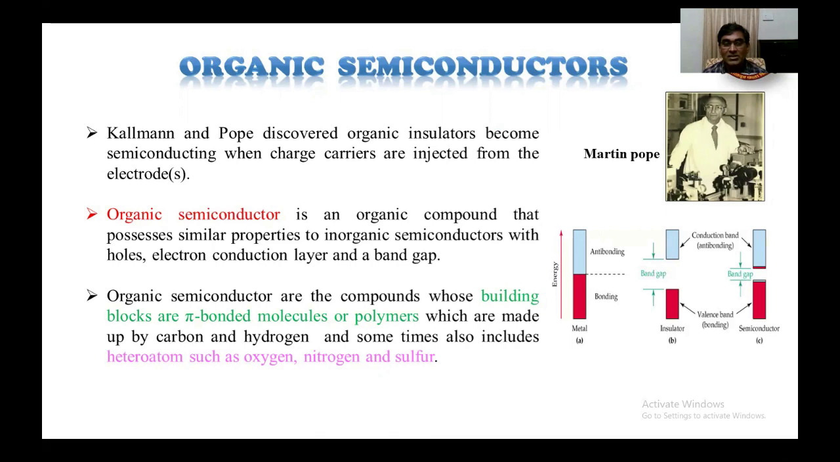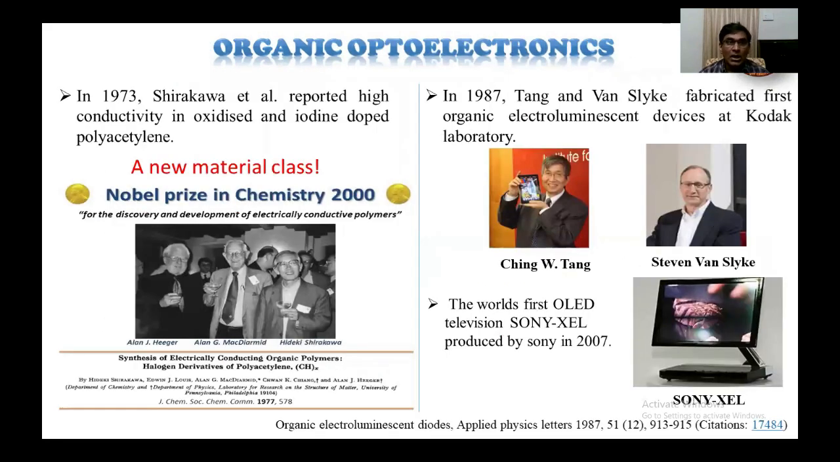In 1973, the trio Alan J. Heeger, MacDiarmid, and Hideki Shirakawa reported high conductivity in oxidized and iodine-doped polyacetylene, a polymer molecule. And for that invention, these three were awarded the Nobel Prize in Chemistry in 2000 for a new class of materials, that is conducting polymers.